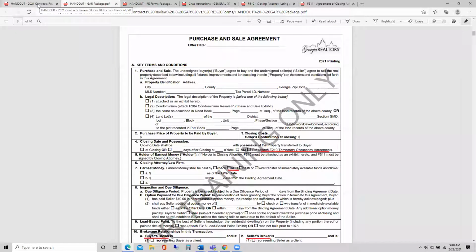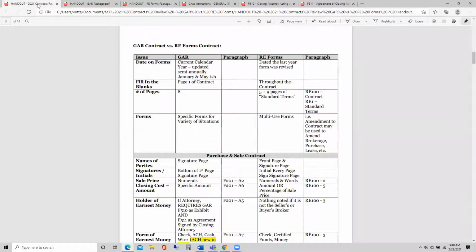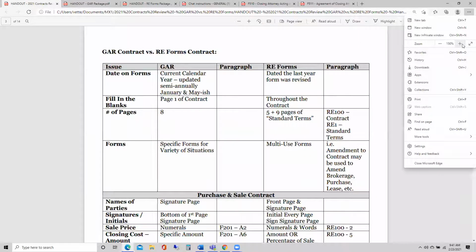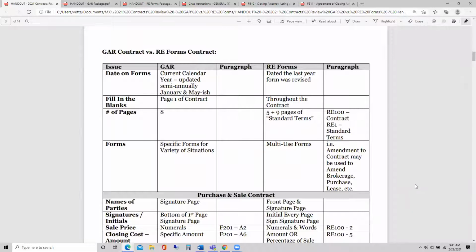So why am I focusing on GAR versus RE? Well, there are a huge number of real estate contracts out there for you guys in Georgia to help buyers and sellers transact business, to convey property. The reason we focus on GAR and RE, well, let me talk first. There's GAR, there's RE, there's HUD contract forms, there's new construction forms, there's attorney-written contracts, there's investor contracts, there's Fannie Mae contracts, there's all kinds of contracts.